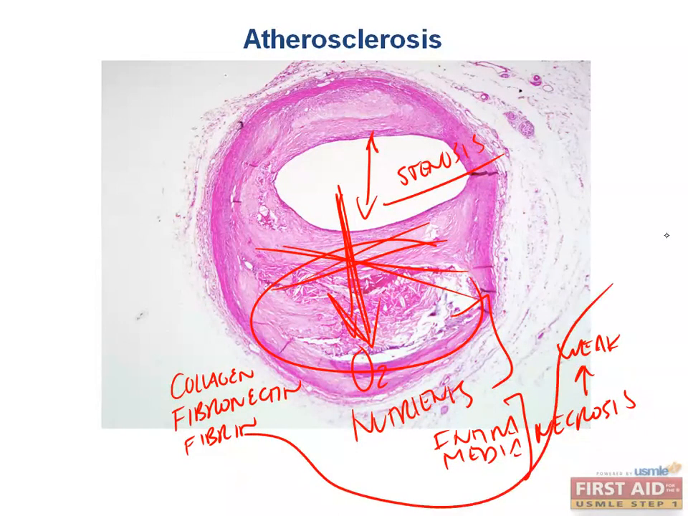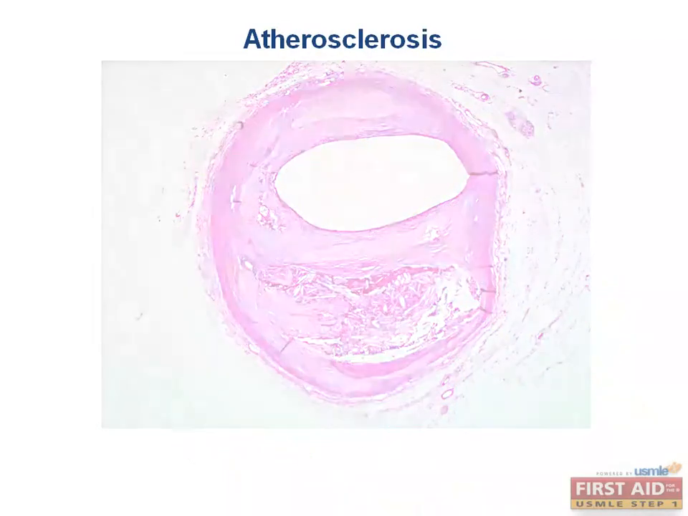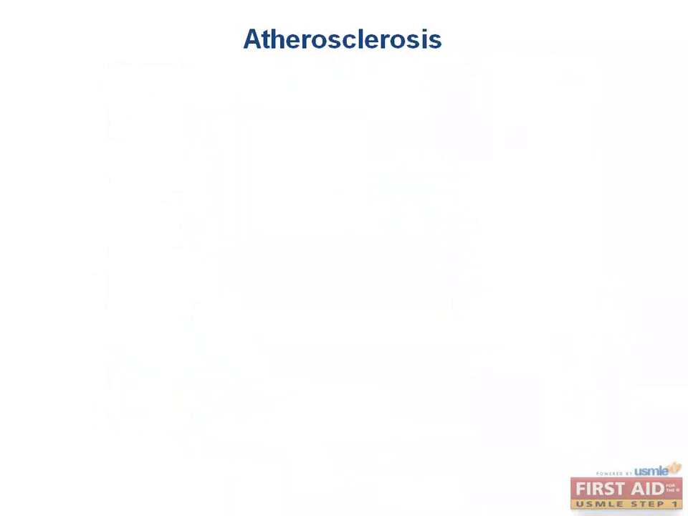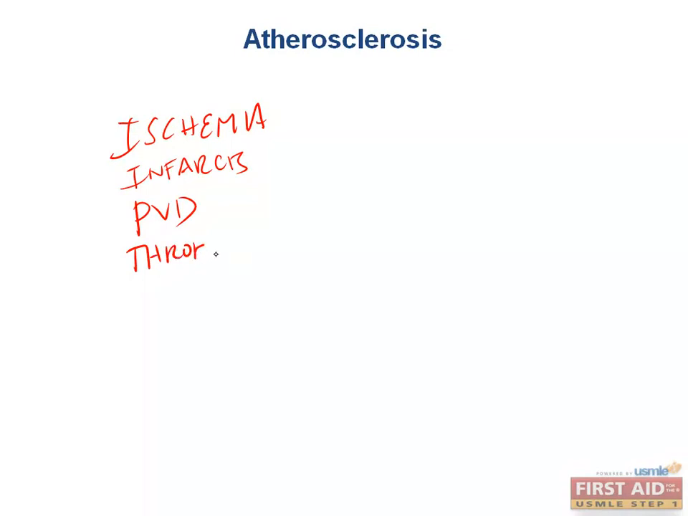As you can imagine, this can just balloon out. All you need is a little bit of increased pressure because that will occur with blood flowing through the stenotic lumen of a weak vessel, and bam, aneurysm. So what are some other potential complications of atherosclerosis? How about ischemia, infarction, peripheral vascular disease, and thrombi or emboli?